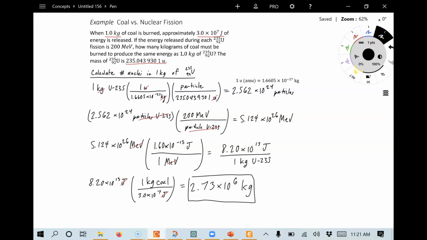So a little more than 1 million times the mass of coal is required to produce the same energy as 1 kilogram of uranium, if that uranium was pure U-235 and it all fissioned. This is pretty normal because nuclear reactions are usually about 1 million times more energetic than the atomic, electron-changing chemical reaction that coal undergoes.